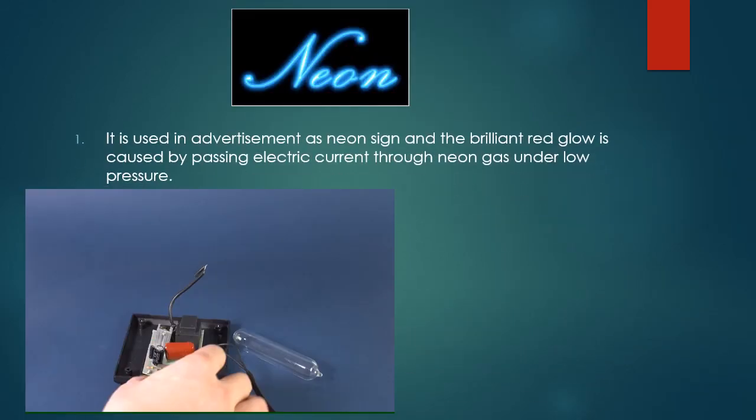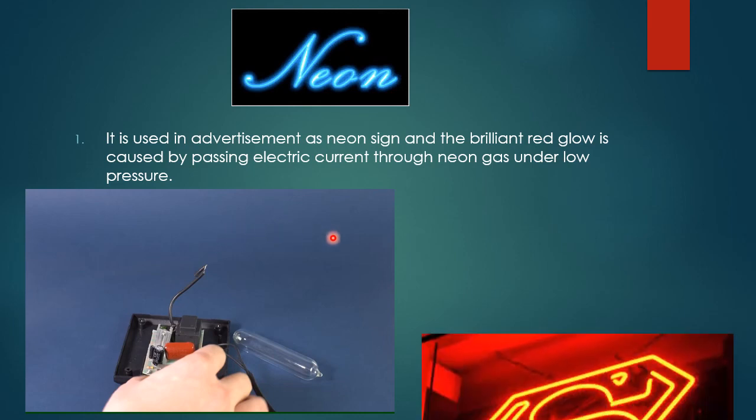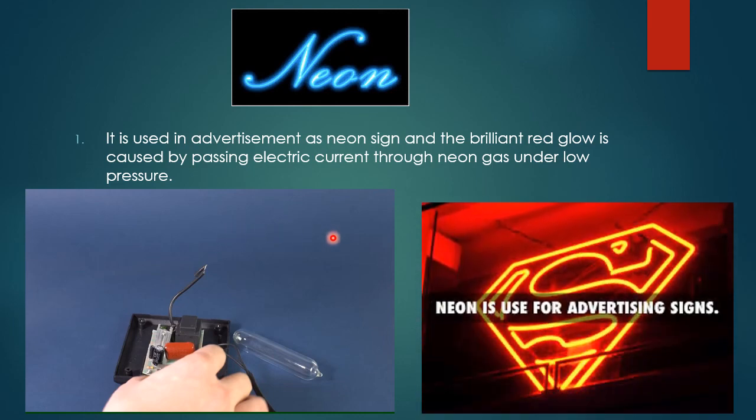Next, the uses of neon. Neon is used in advertisement as neon signs, with a brilliant red glow produced by passing electric current through neon gas under low pressure. So this is neon used for advertisement. In many areas, on the road and at hotels, you can find neon lights being used for advertisement purposes.